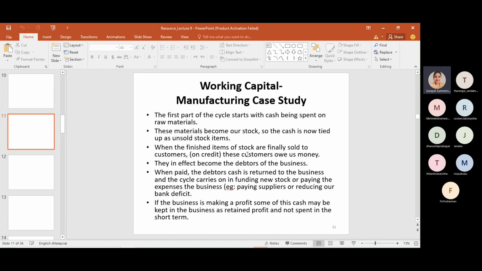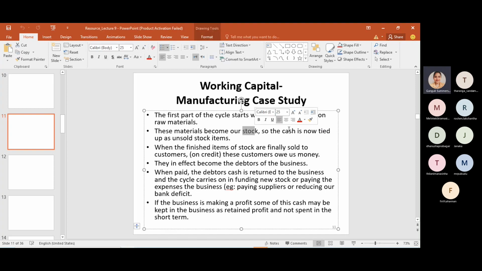So the first part of the cycle starts with cash being spent on raw materials. To purchase raw materials, you need to spend money, right? So this is the first part of the cycle, spending money to buy raw materials. And then these raw materials become your stock. Once you pay money for your raw materials and buy them, you stock them up in your storerooms. These raw materials will be stored in your storerooms, right? So these materials become your stock.